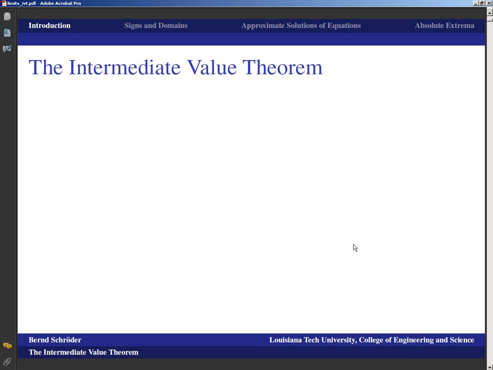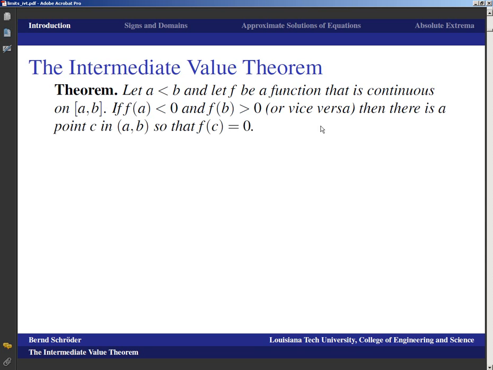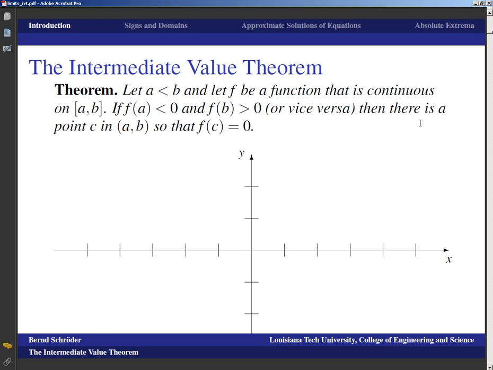The intermediate value theorem says the following. You take a smaller than b, and you want f to be a function that is continuous on the interval ab. If f of a is smaller than 0 and f of b is greater than 0, or vice versa, so if there is a sign change on the interval, then there's got to be a 0 in the interval between a and b, so there's got to be a point c in ab so that f of c is equal to 0. Pictorially, that's pretty easy to see, actually.